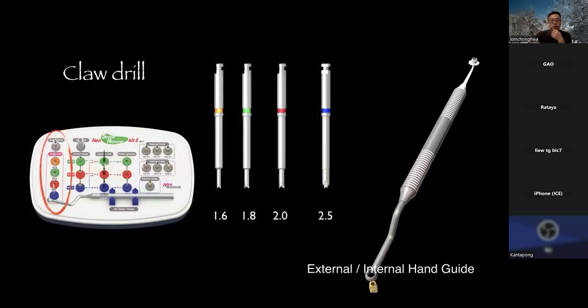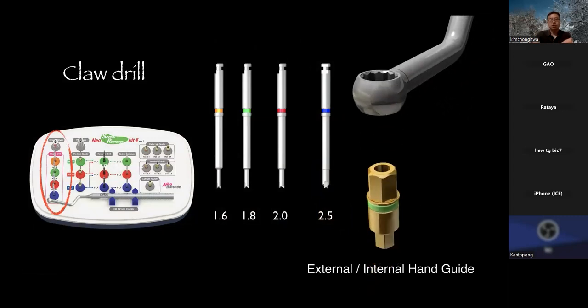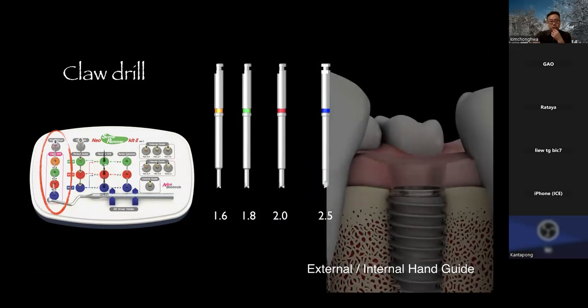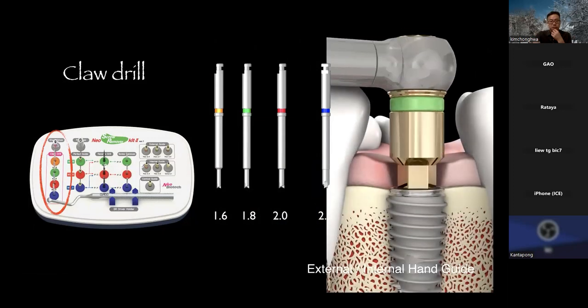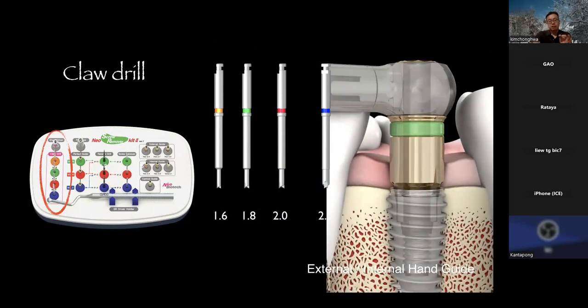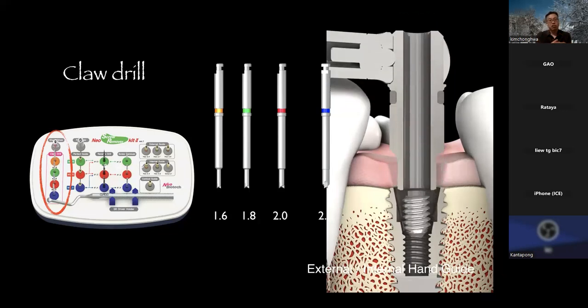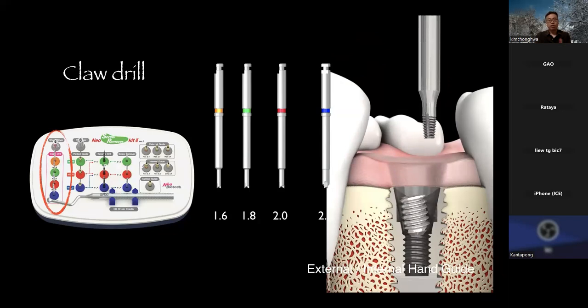Let me show you how it works. For example, with the claw drill, you try to locate this hand guide into the implant. You still have to hold it with your hands, and you can use the claw drill to rotate the screw out, holding the hand guide so that it can guide the claw drill into the proper position.